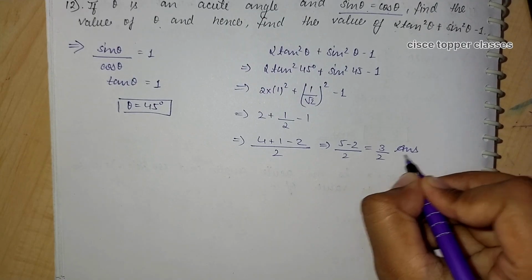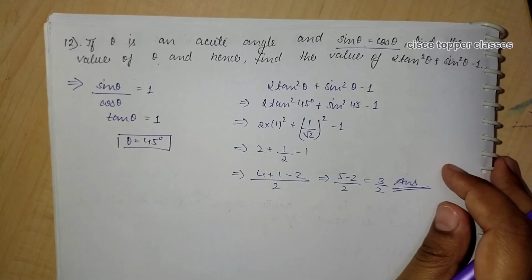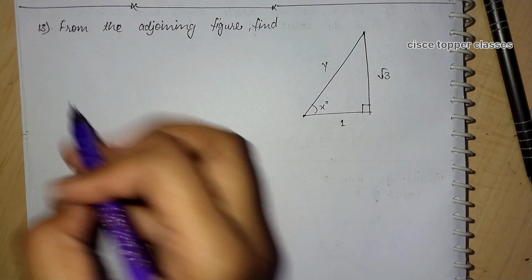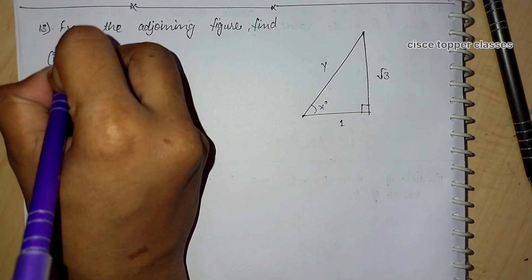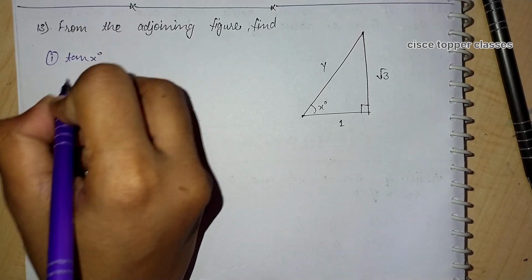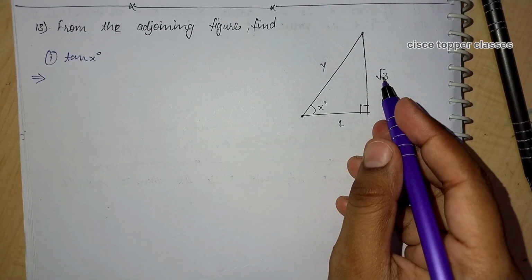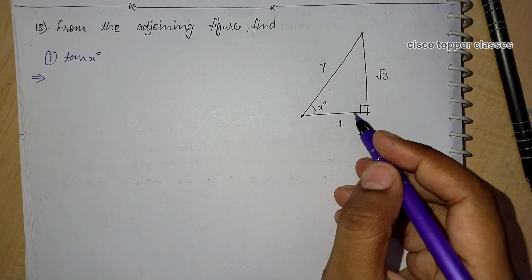So this is the final answer in this question, and this is the solution of the 12th question. Now let us solve the 13th question. From the adjoining figure, firstly we will find the value of tan x degree. To find this, we can write here, because height and base are given here.